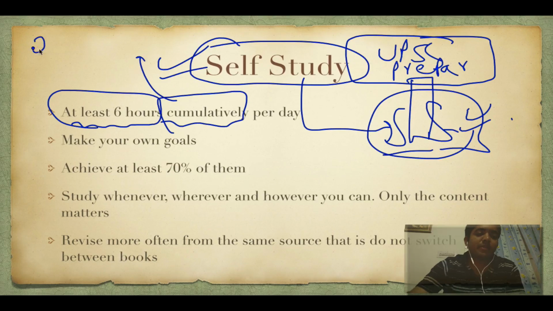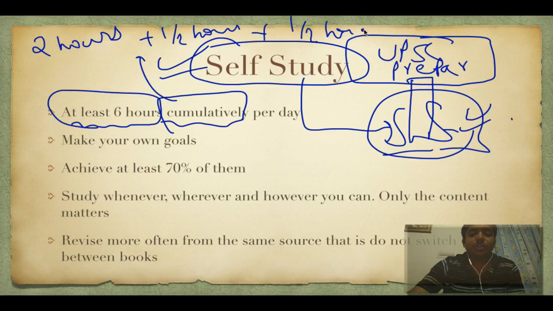What do I mean by it? Let's say you study for 2 hours, then you study for half an hour, and then another half an hour, and then 2 hours. If you keep going on like this, it is absolutely understood and okay. It cannot be 6 hours in one go.